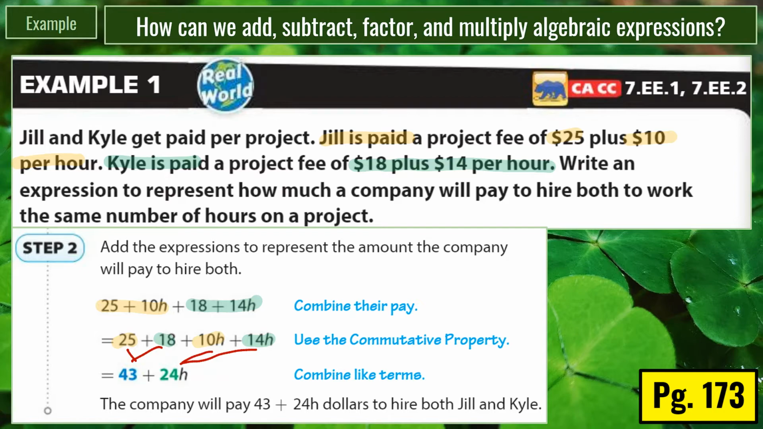It's a lot easier for the company to look at this one expression and say, oh, okay, we know that when we hire these two people, we're going to be paying $43 right out the gate in fees. And then we're also going to be paying $24 per hour for however many hours they work. Makes it a lot easier for a company to figure out how much they're going to pay. If they know, oh, well, this will probably take about 10 hours, they can now estimate about how much they're going to have to pay to hire these two people to work together.